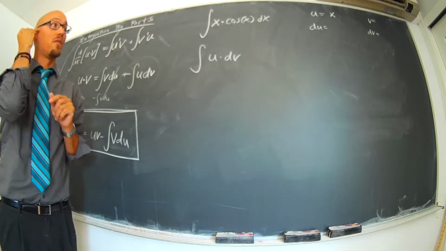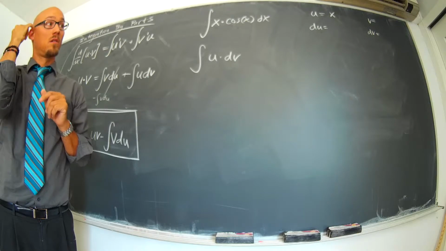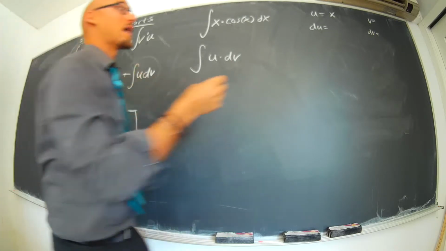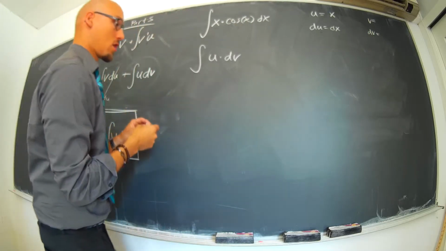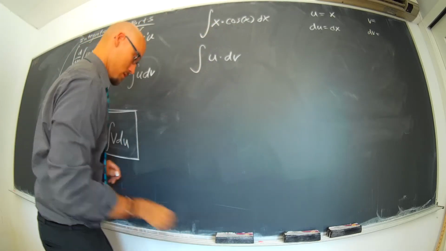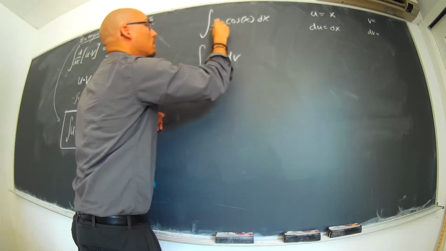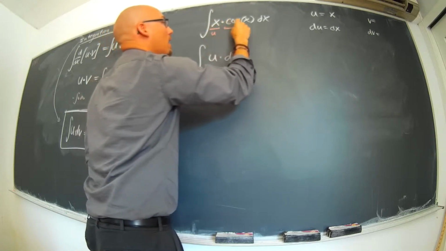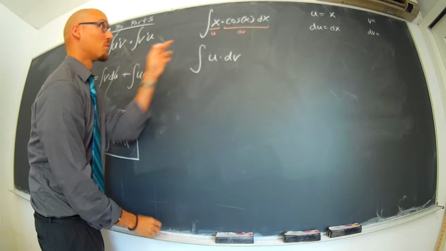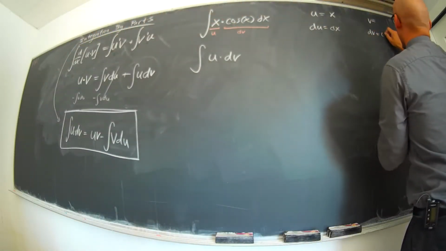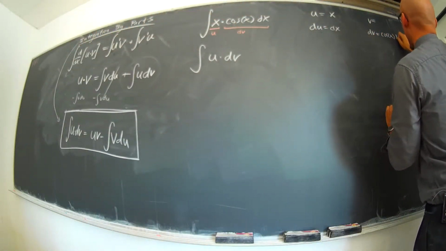What's the derivative of u? 1 dx. And now we're going to call this my u, and this we're going to call dv. So my dv is the cosine of x dx.